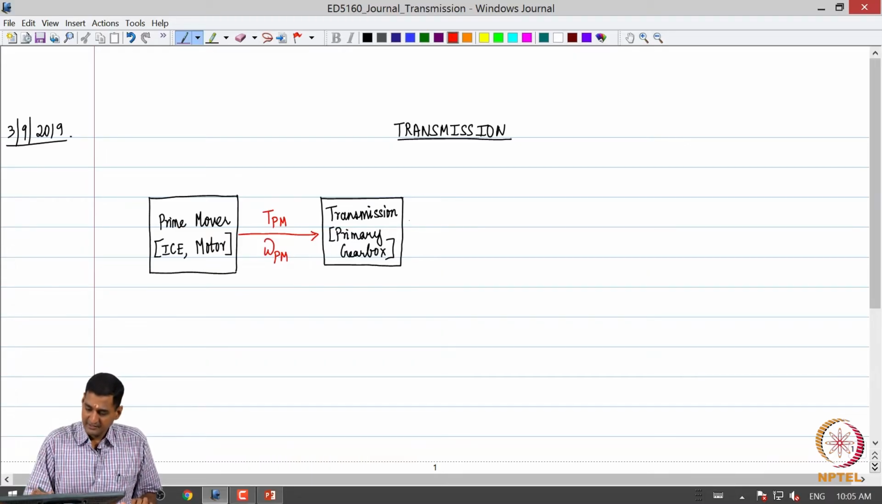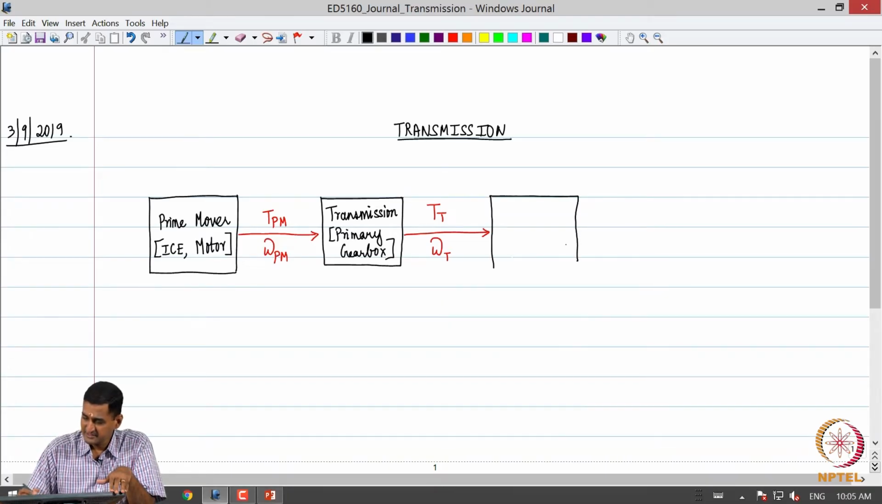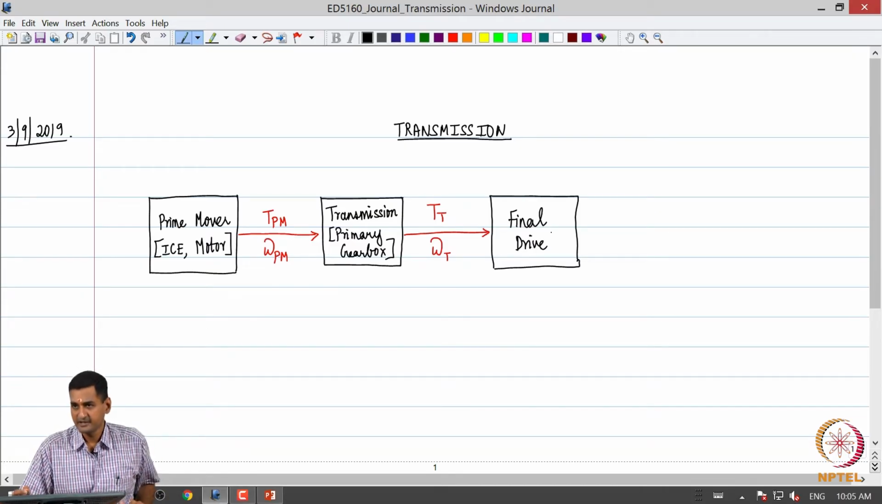So the torque gets multiplied in the transmission by the gear ratio, and the primary gearbox delivers some torque, let us say T subscript T, at some speed omega subscript T, which then goes to what is called a final drive. We look at all these blocks in this module. A final drive, like a differential unit, will typically split the torque that is coming out of the gearbox and provide it to the wheels.